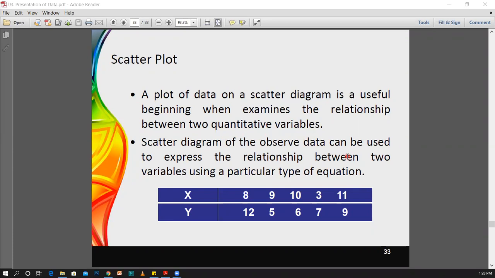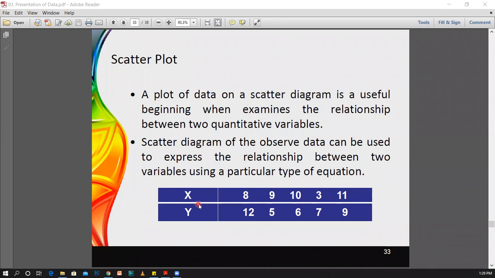Therefore, if you are going to identify the relationship between any two given variables, you can use the scatter plot. Prior to examining any relationship or any regression, first you have to identify a scatter plot. It is the graphical way of identifying a relationship.